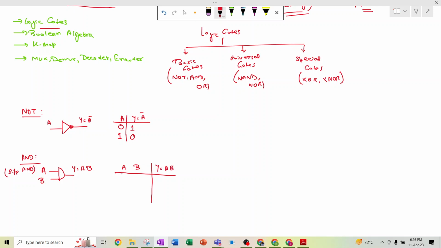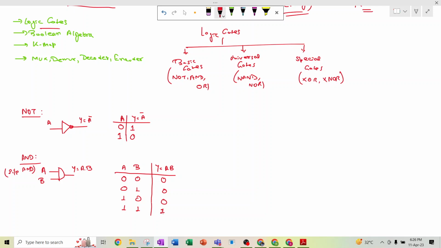If we write the truth table of this AND gate, there are four possible combinations for A and B: 0 0, 0 1, 1 0, and 1 1. You can see that it is a simple multiplication of A and B. So 0 multiplied by 0 is 0, this will also be 0, this will also be 0, and this will be 1.